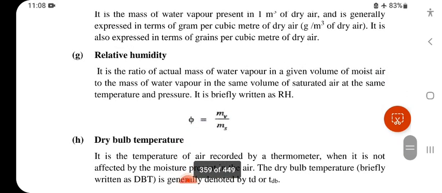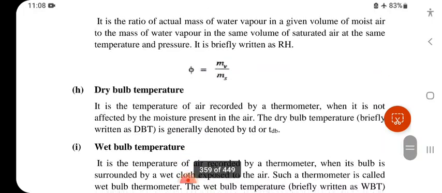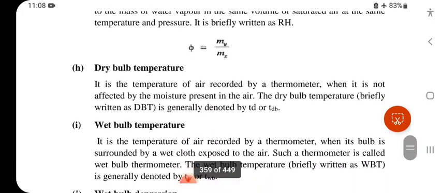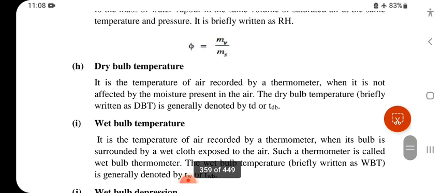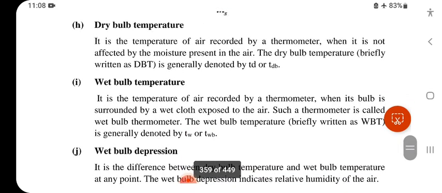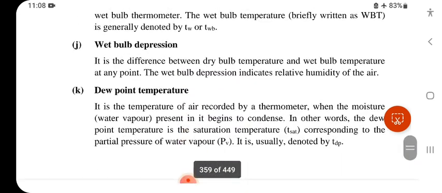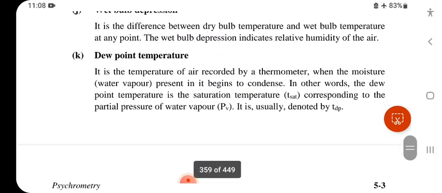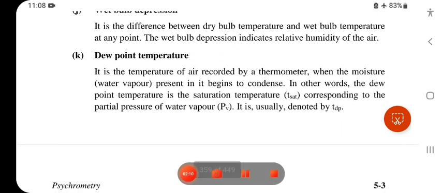Relative humidity, psi, equals mv divided by ms, the mass of water vapor divided by the mass of saturated air. The dry bulb temperature is the temperature of the air recorded by an ordinary thermometer. The wet bulb temperature is the temperature recorded when the thermometer bulb is surrounded by a wet cloth exposed to the air. So, these are all the basic psychrometric properties.